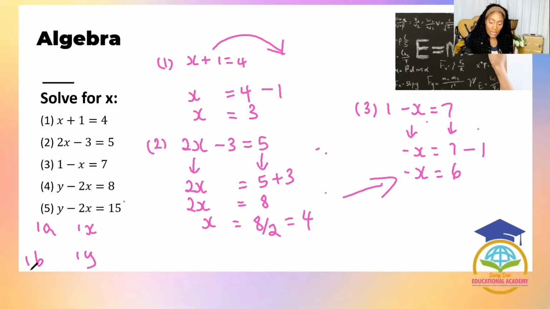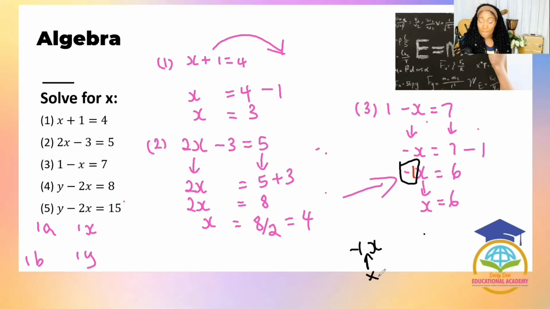Okay? So let me put that in a different color. Good. It is understood to be minus 1x. But we don't want minus 1x. We want x. So we are going to bring down this x is equals to 6. And we need to do something about this minus 1. Again, minus 1x, it is understood that between here is a multiplication sign. And the opposite of multiplication is divide.